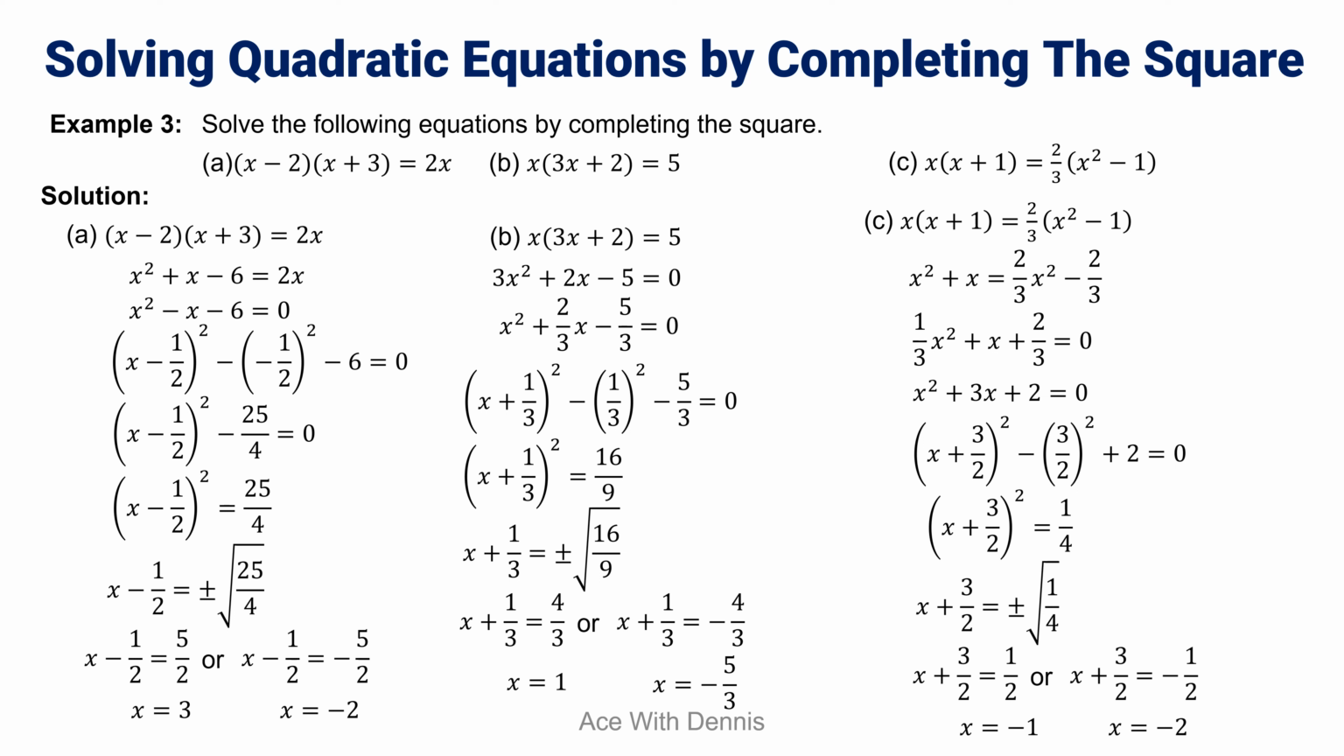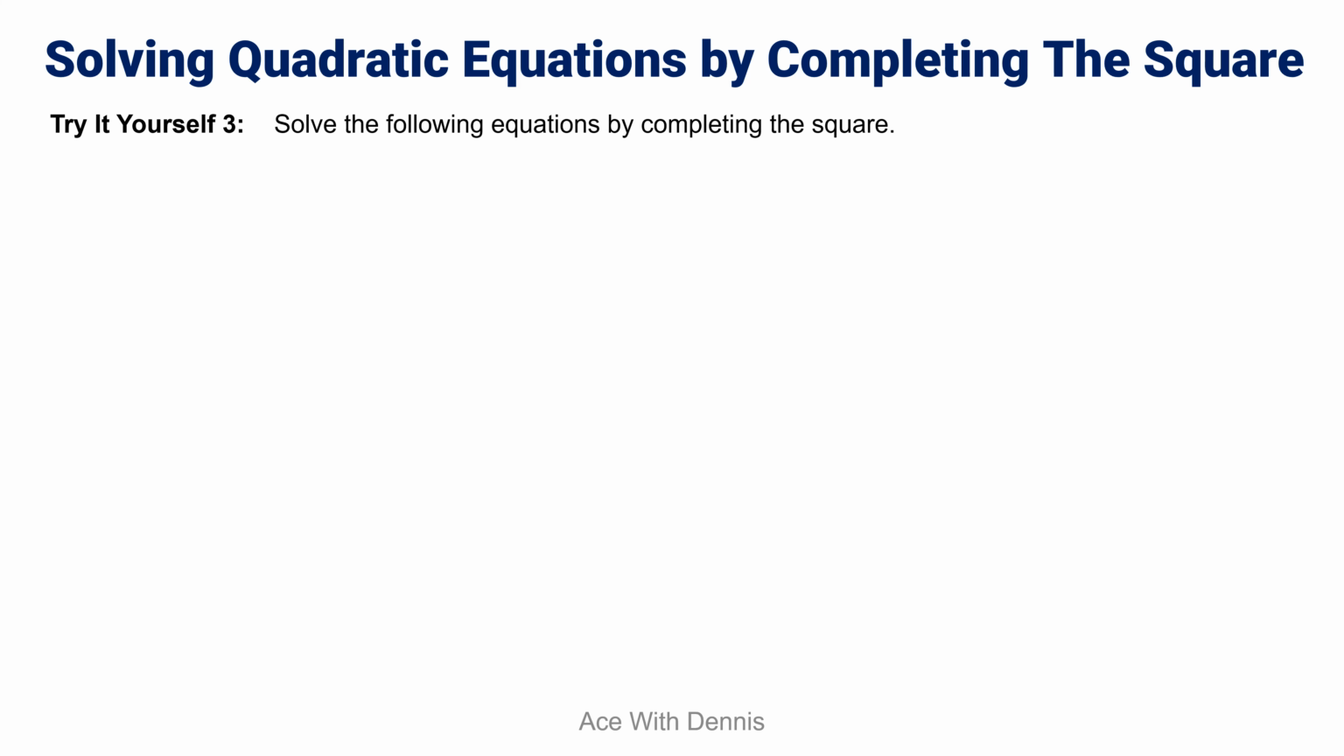Now you can try this example yourself. Solve the following equations by completing the square. A. X squared minus 9 equals 8x. B. (X minus 4) squared equals 20x. And C. (X minus 1) times (x plus 8) equals x times (5x plus 9). You can pause the video and try to solve it yourself.